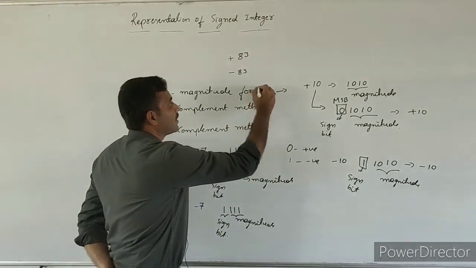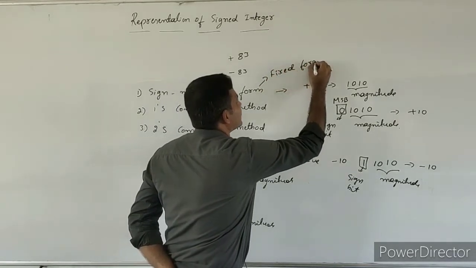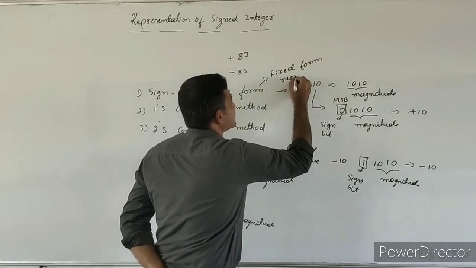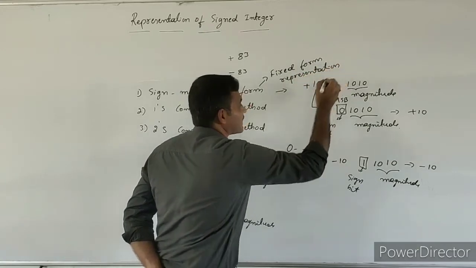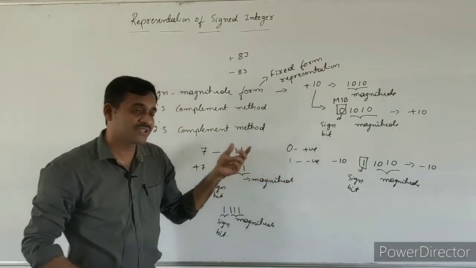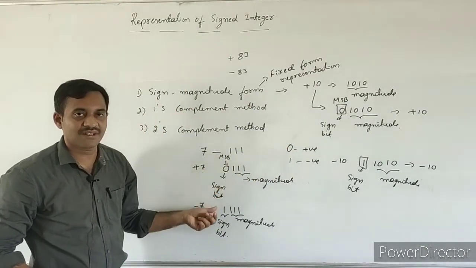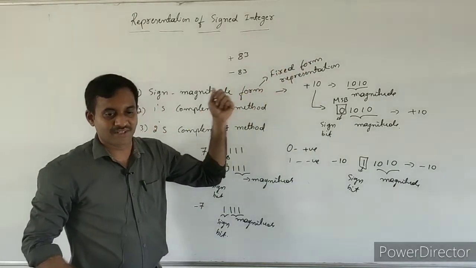It is also called fixed form representation, because we use either 0 or 1 on the most significant side. Hence it is also called fixed form representation.